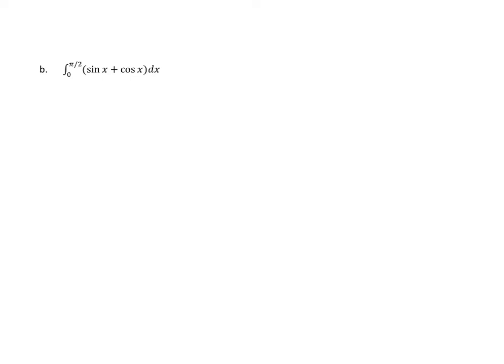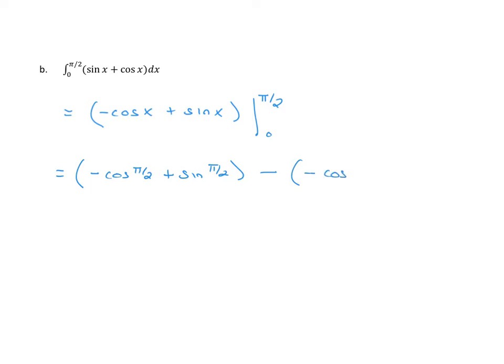Okay, the antiderivative for this is going to be both sine and cosine. Got to be careful. With sine, the antiderivative is negative cosine. And for cosine, the antiderivative is positive sine. And this goes from 0 to pi over 2. Maybe I'll carefully plug in the bounds. So negative cosine of pi over 2 plus sine of pi over 2 minus negative cosine of 0 plus sine of 0.